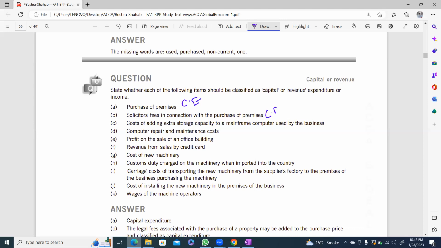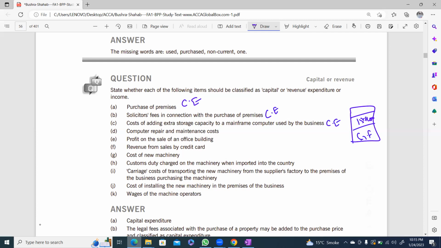Yes. Then, cost of adding extra storage capacity to a mainframe computer used by the business. Miss, this is capital. For example, if you have the ground floor and now your business is expanding, you have to buy the first floor as well. So you are improving the earning capacity. If you buy an asset or improve the earning capacity of an asset, that's capital. Okay, miss, I got it.